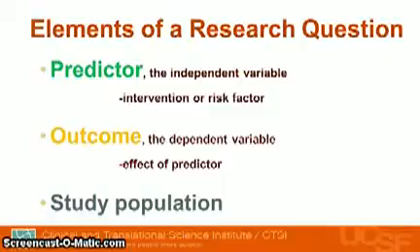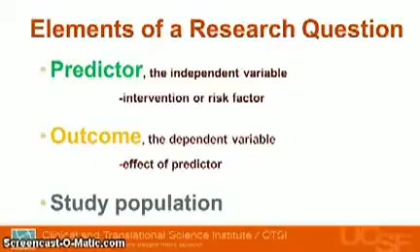What's the consequence or the result of the intervention that you'll be administering? That's the outcome. And then the third component is the study population. What group will you observe for this study? Are these children? Are these adults? Are they with disease, without disease? These are the three components that you want to include in the research question.